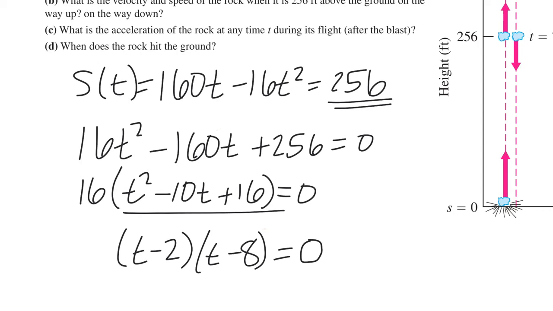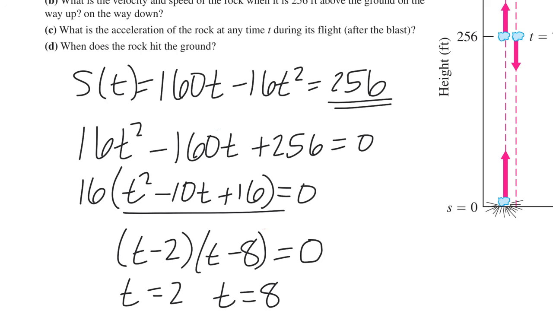So we know that we're going to end up at 256 feet when time is 2, and again when time is 8. Now that makes sense if we think about throwing a rock up. It's going to cross 256 feet, it's going to max out at 400 feet, and it's going to come back down and cross 256 feet again.